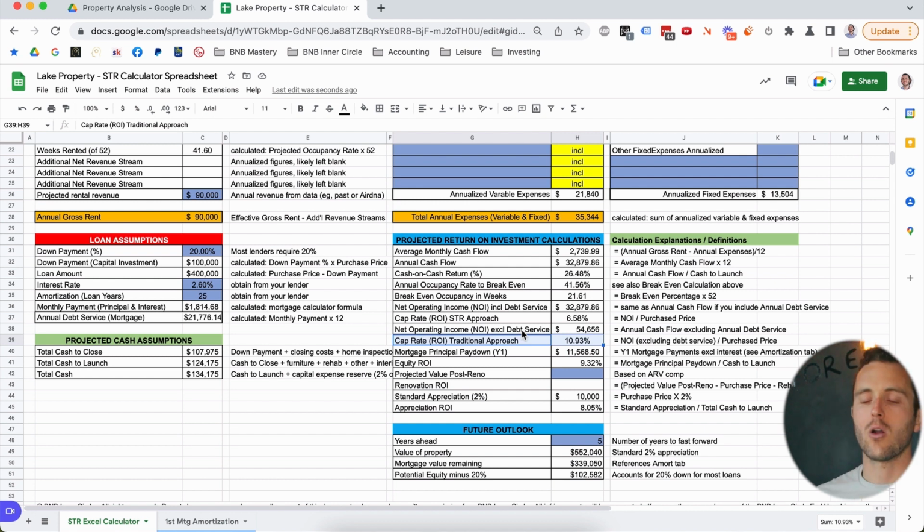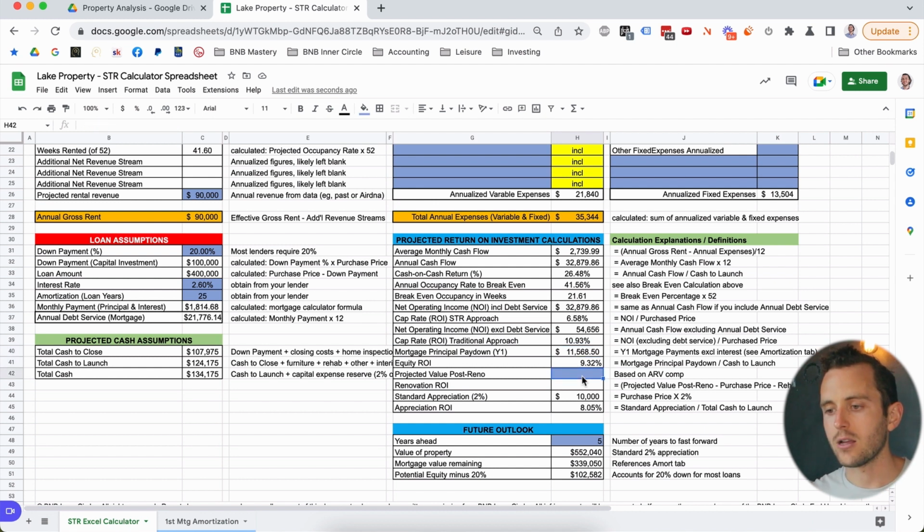Again, depending on what type of analysis you're used to, one of these metrics might give you a good relative number so that you can compare it to other deals that you may have been looking at in different ways. And then you can also look at your mortgage principal pay down, like I mentioned, your equity ROI.